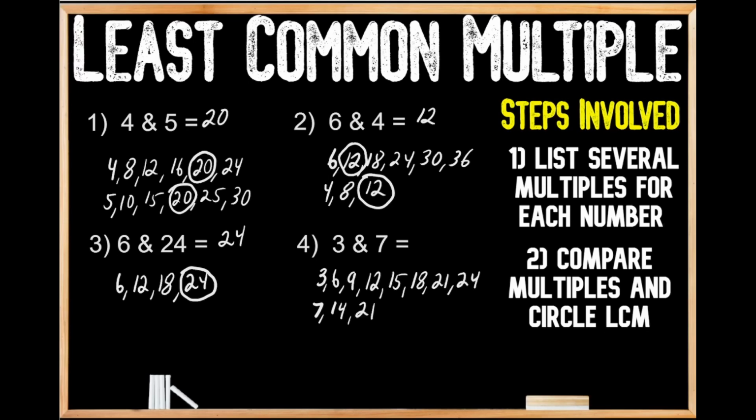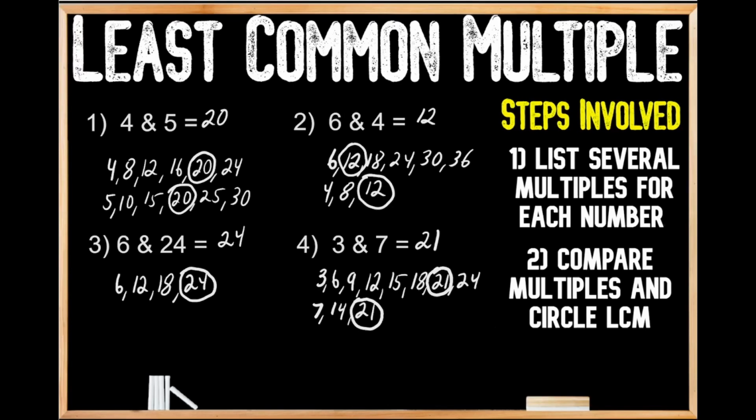Just like we did in questions number 2 and 3, we've already found a common multiple, so we don't need to go any further, because 21 is a multiple of both 3 and 7, and it just happens to also be our least common multiple. So for question number 4, our least common multiple for 3 and 7 is 21.